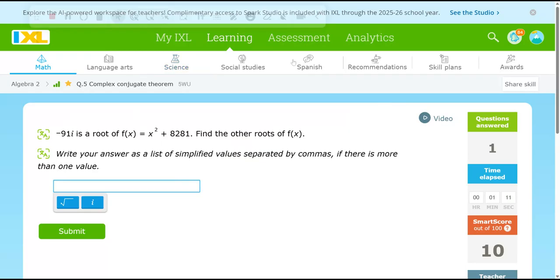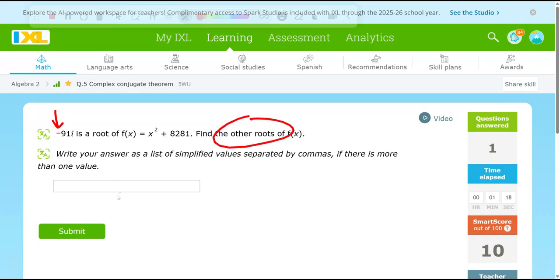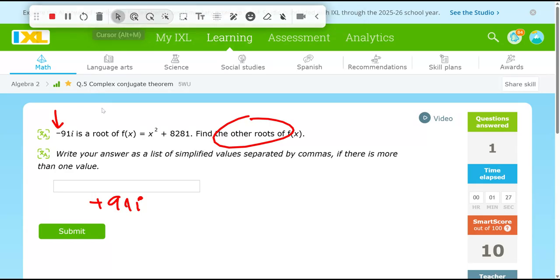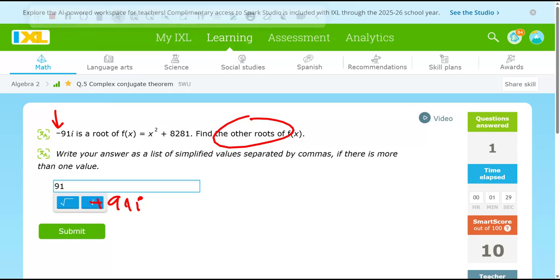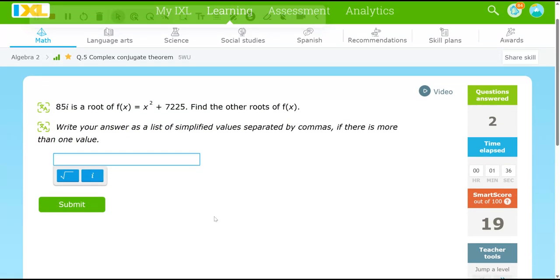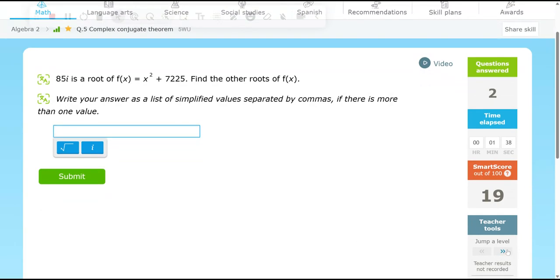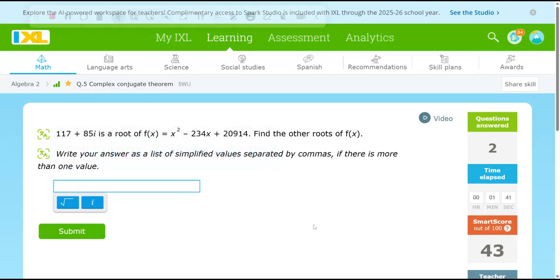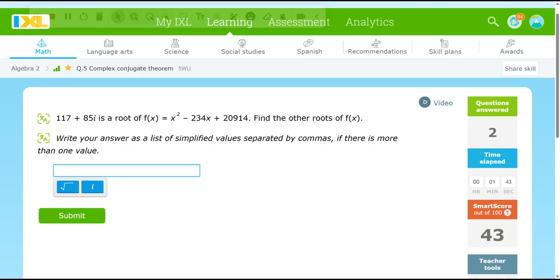This is negative 91i, negative, alright? So the other root should be plus 91i. I put it in, same thing here. Plus 91i. Submit, voila. Okay, let's do the next level and see what happened. Here's the next level. Same thing, not a big deal.